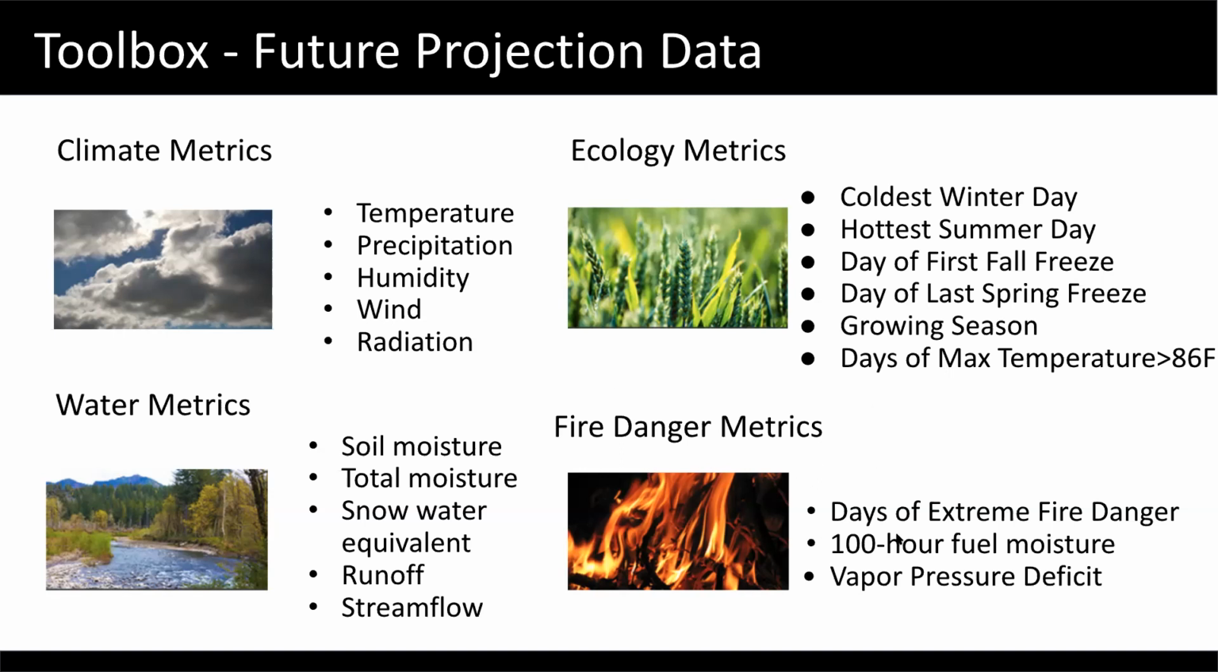Also, we have some fire danger metrics here. We have the 100-hour fuel moisture, vapor pressure deficit, days of extreme fire danger, and those can also be very useful in characterizing a habitat and also risks to the habitat for different species.